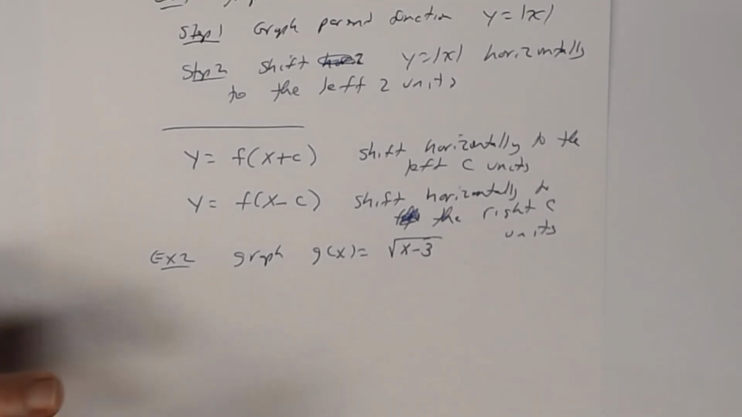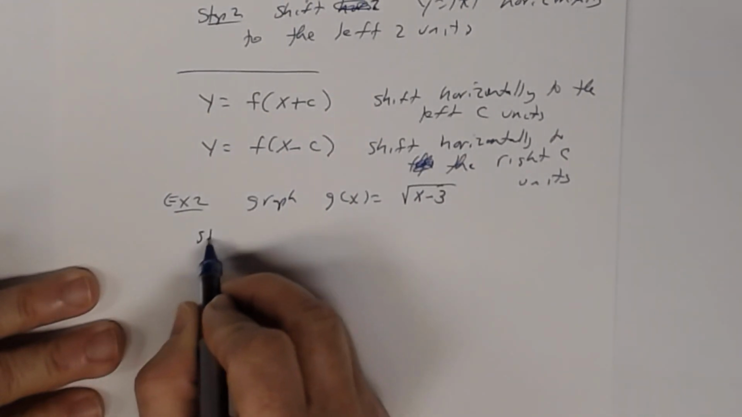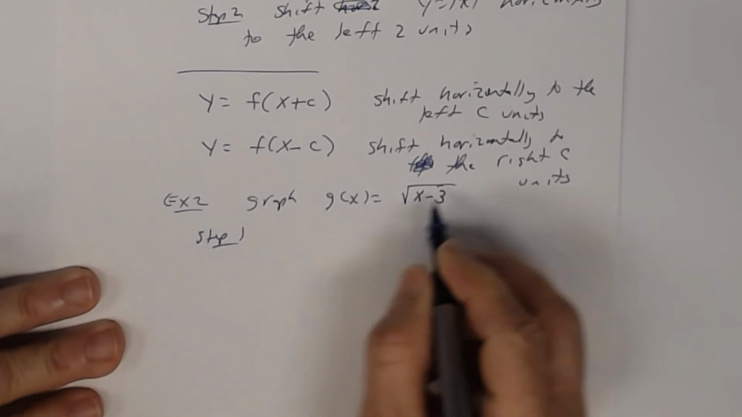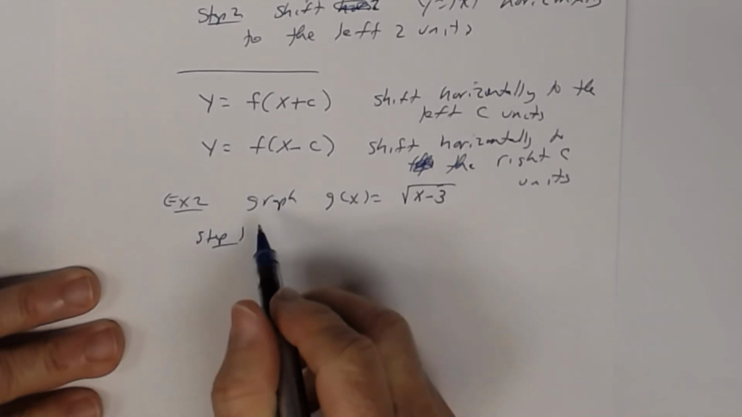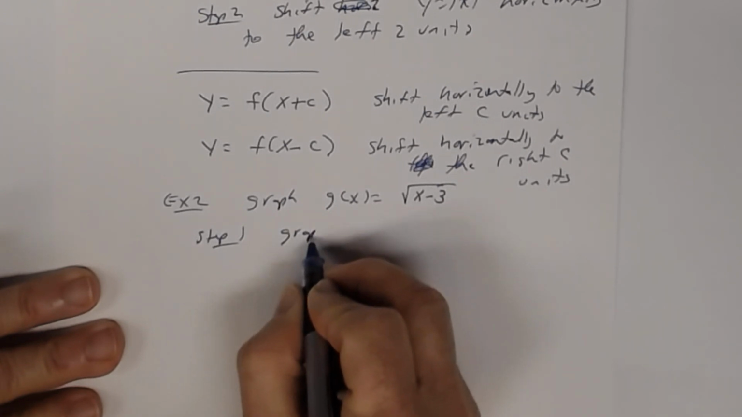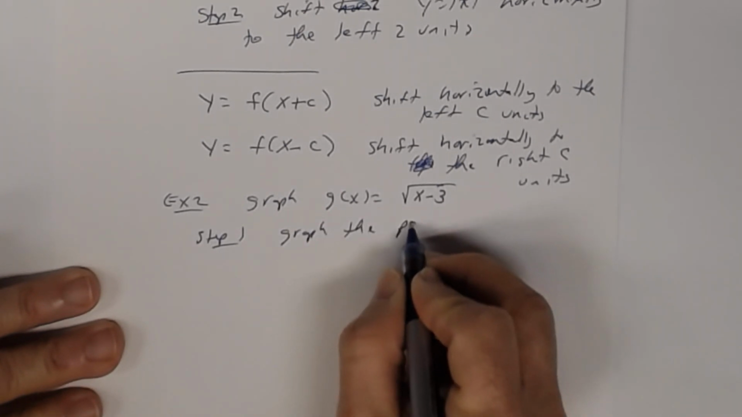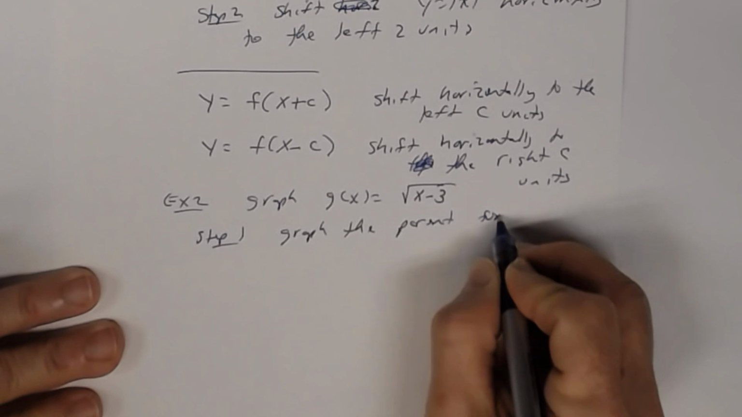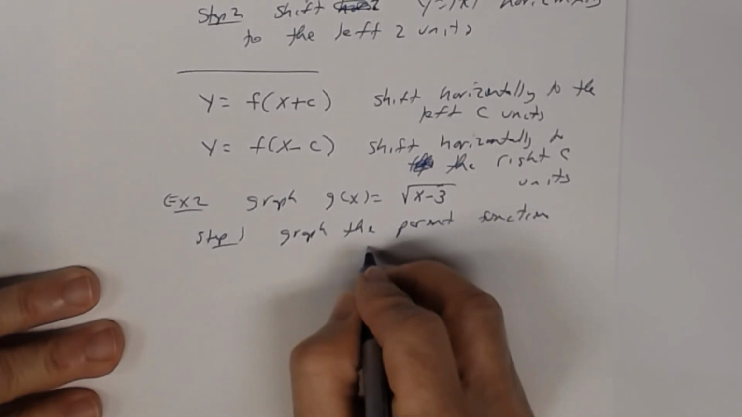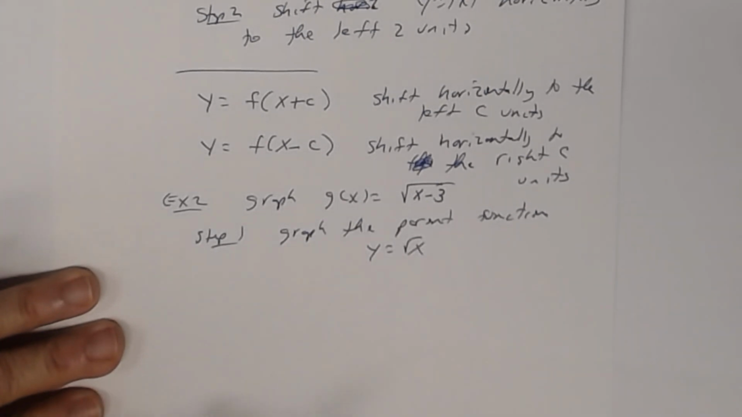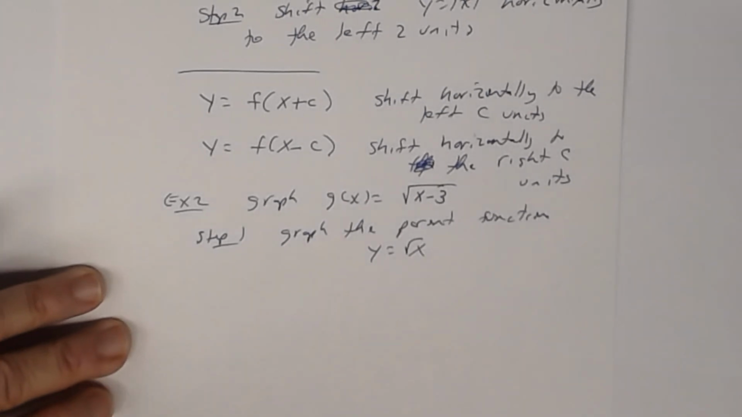We did enough examples to where you can tell me what step 1 is. Remember it's going to say using transformations. If it says use transformations, you do those steps. Step 1, graph the parent function. And the parent function is the square root of x. So y equal square root of x. That's my parent function.